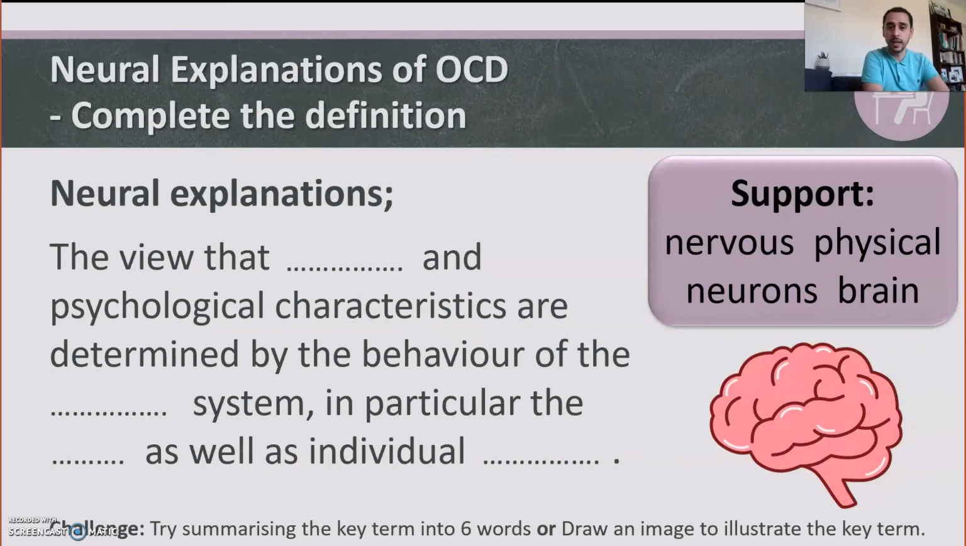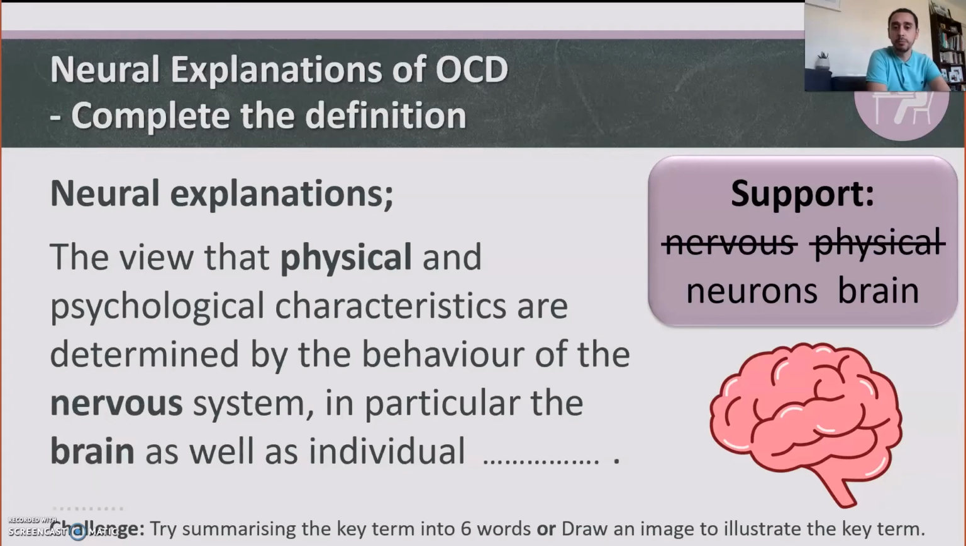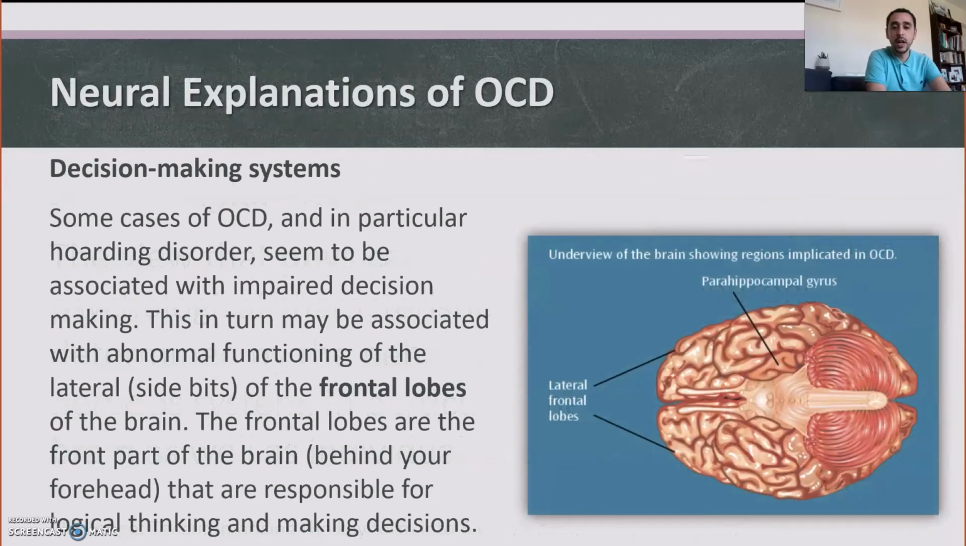Fill in the gaps with me. Neural explanations is the view that physical and psychological characteristics are determined by the behavior of the nervous system, in particular the brain, as well as individual neurons. Okay. Quick bit, a little bit more information on this.